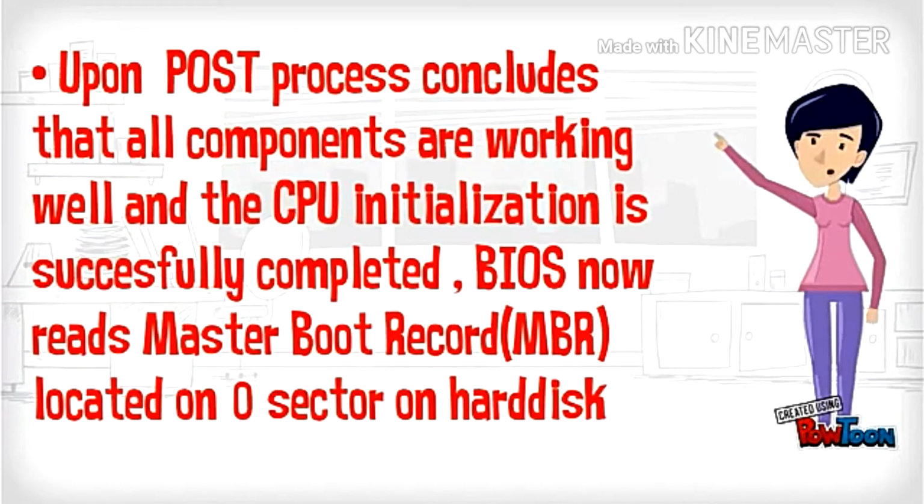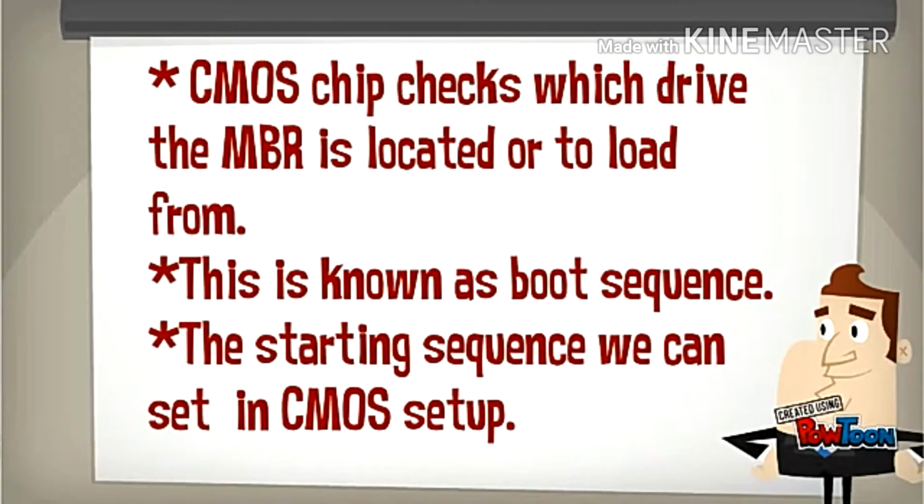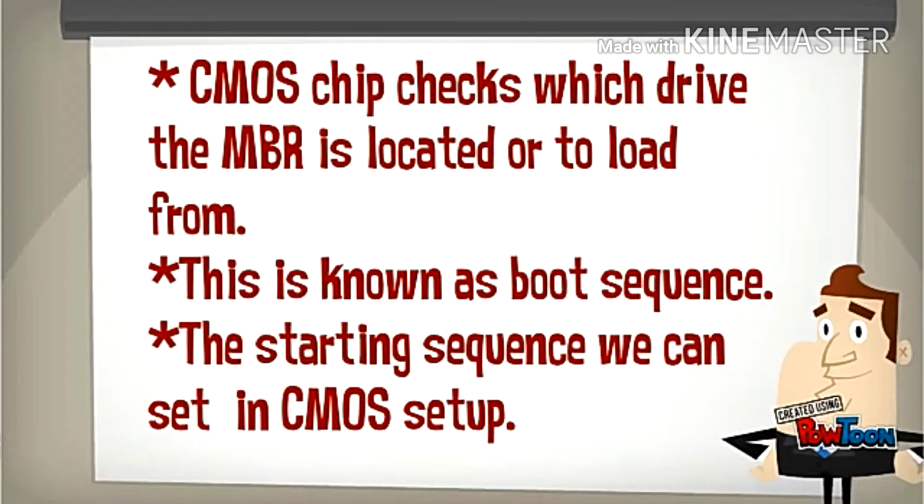Once POST concludes that all components are working well and the CPU has successfully completed initialization, BIOS now reads the master boot record, located on sector 0 of the hard disk. This is how a hard disk sector looks. The CMOS chip checks which drive the MBR is located on or to load from. This is known as the boot sequence. The boot sequence we can set in CMOS setup.